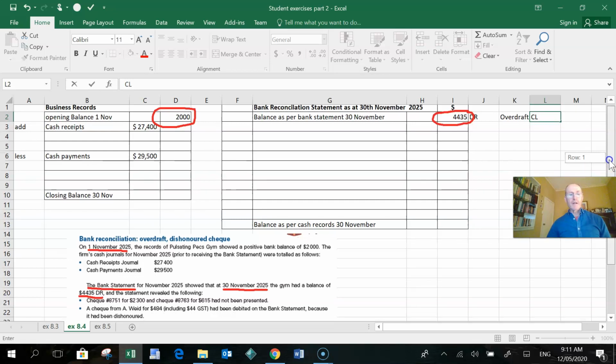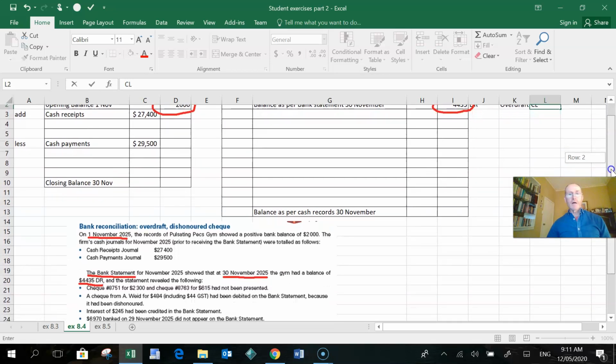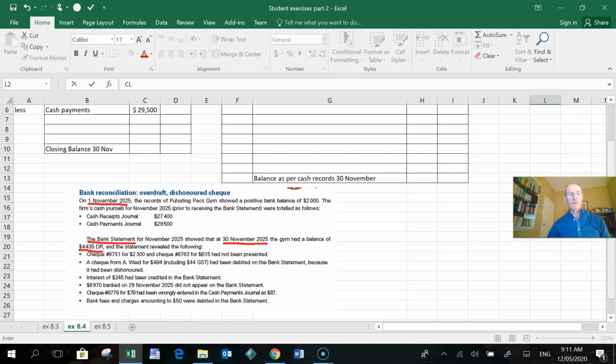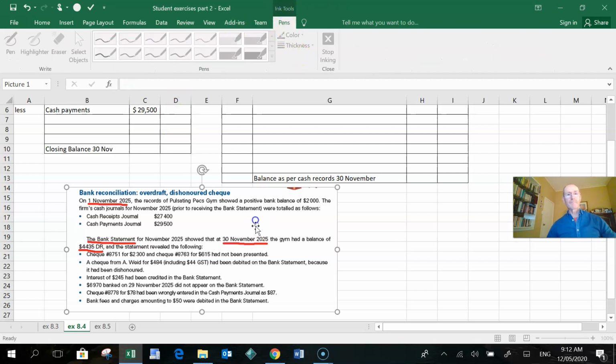All right, so we go down now, and we've got the transactions. These are the items which we need to work out that go into the bank reconciliation statement or into our accounting records. Those items we don't know about, that is the business, the cash journals, are items that would have been on the bank statement which we need to add in. All right, so which ones are they? Let's just highlight those.